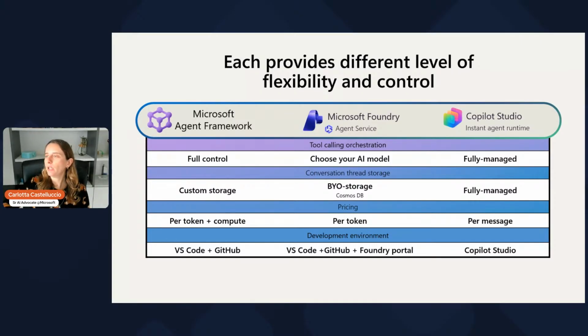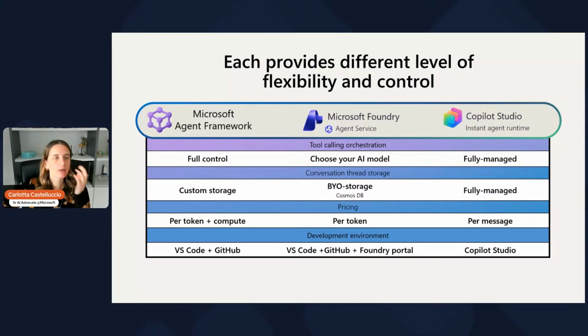For example, with Microsoft Agent Framework, you have full control with tool calling and orchestration. With Microsoft Foundry Agent Service, you can choose your AI model. With Copilot Studio, everything is fully managed. And similarly for the conversation thread storage. Pricing is different, and so on and so forth. This is kind of a recap of the main differences.